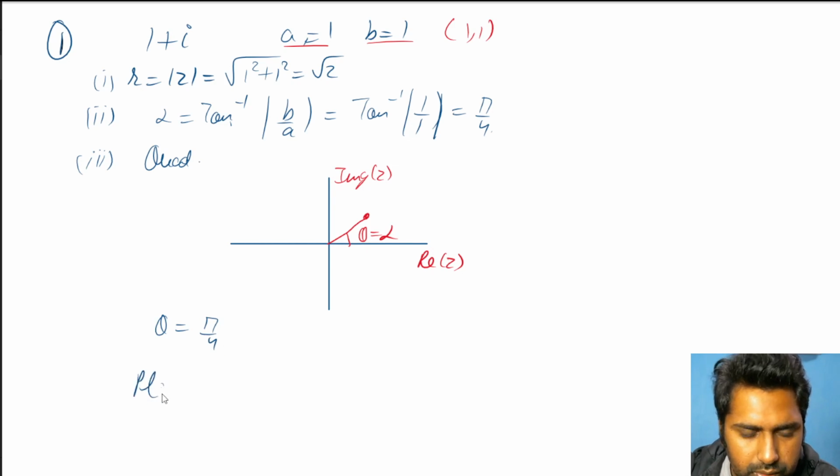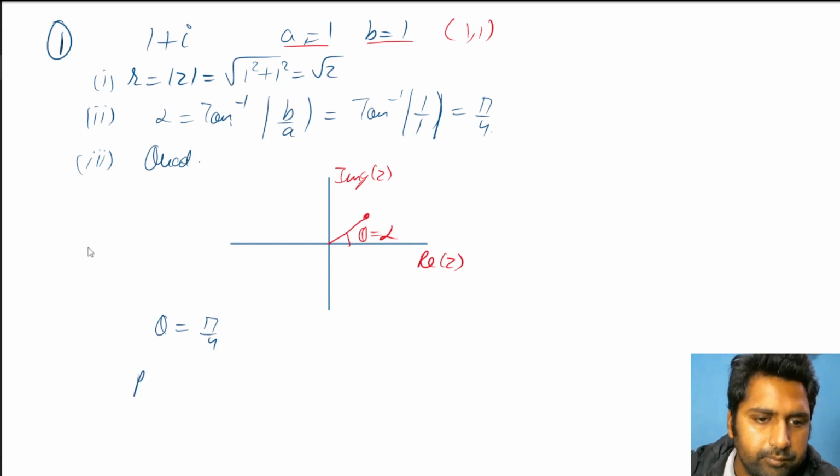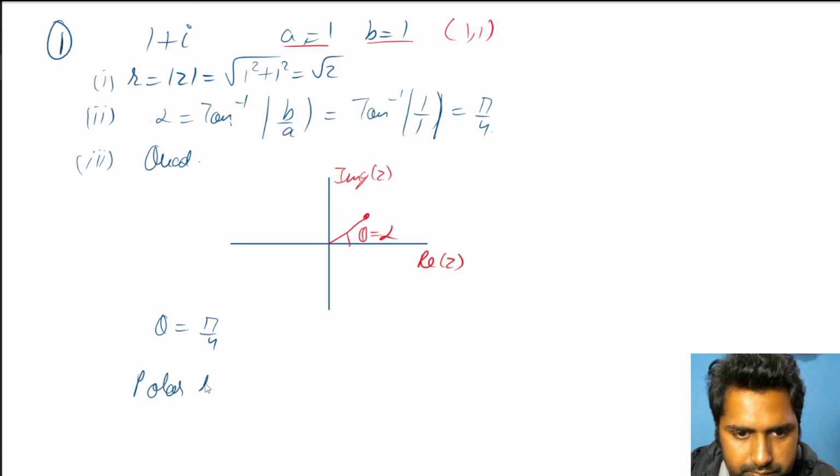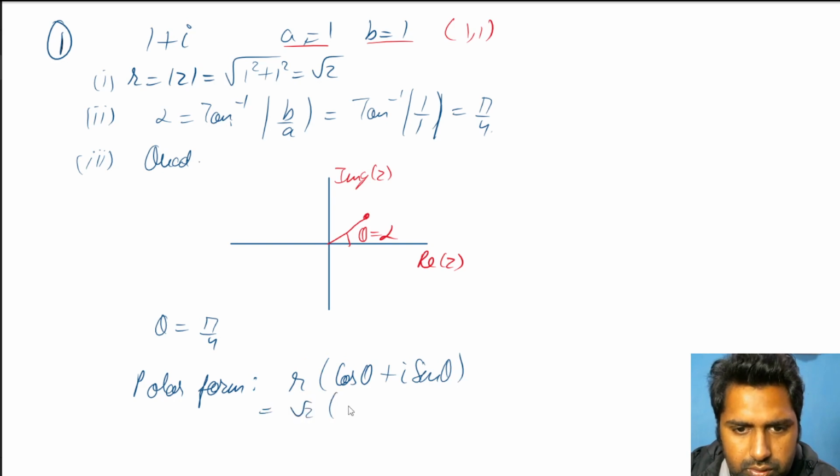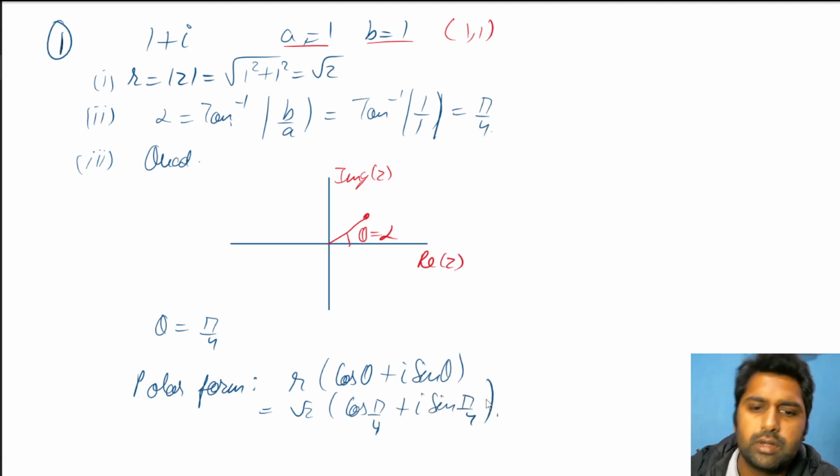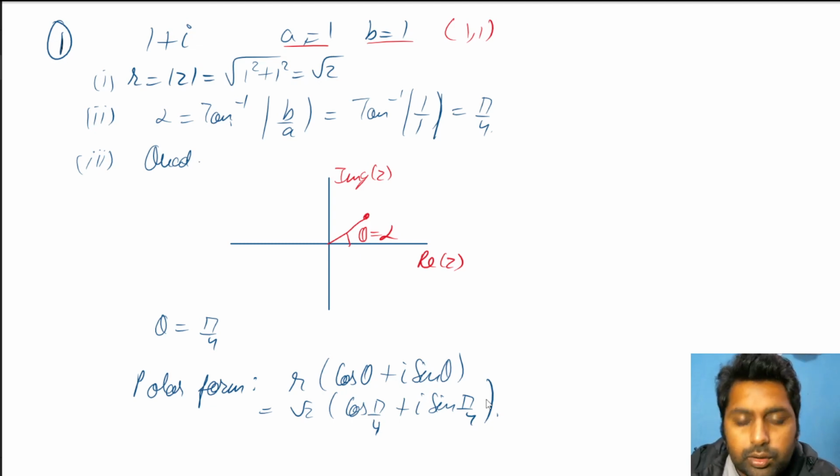And finally your polar form is r (cos theta + iota sin theta). Put the value of r, that is root 2 (cos pi by 4 + iota sin pi by 4). That's it. Don't solve this, because if you put the value of cos pi by 4 and sin pi by 4, you will get nothing but 1 plus iota. This is the representation known as polar form.